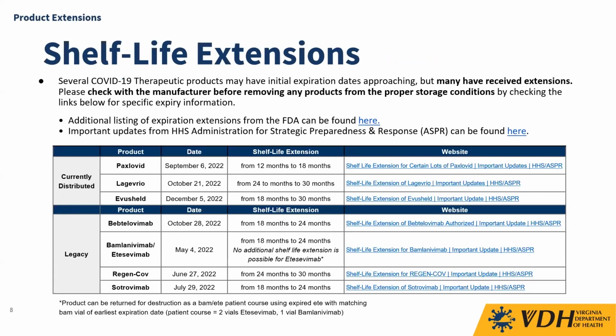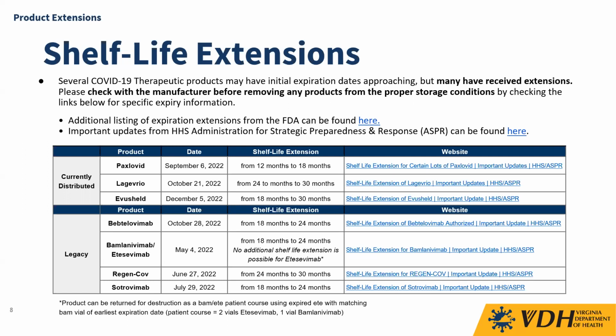There have been several COVID-19 therapeutic products that have received shelf life extensions. Two great resources to verify extensions are the FDA and Health and Human Services Administration for Strategic Preparedness and Response, ASPR. Please check with the manufacturer as well before removing any product from proper storage conditions by checking the links below for specific expiration information. We have included both the currently distributed therapeutics and the legacy therapeutics in the table below.